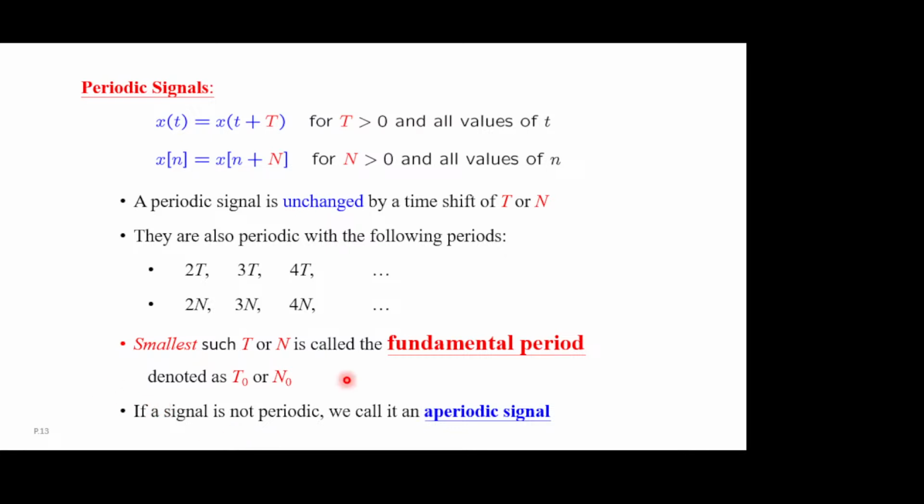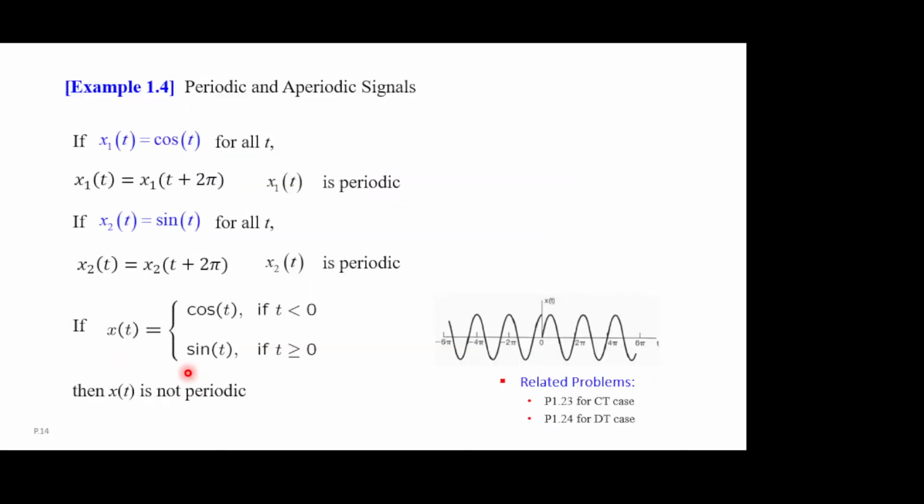And once again, the fundamental period is the smallest period of your signal, and a period of a signal is the big T or big N such that these relations are satisfied. This fundamental period concept is something you need to remember throughout the whole class. Let me say this sentence once again: the smallest such big T and big N is called the fundamental period. Okay, so let's go into an example.